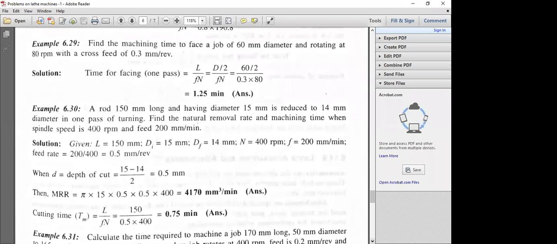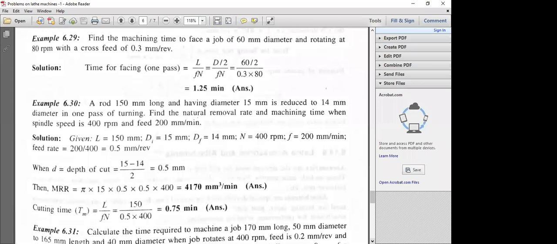So 150 by 0.5 into 400, it is simply 0.75 minutes. These are random data as given. It's not that you can say how you can machine it in 0.75, because it is only a particular case. It may be a single point tool. Single point cutting tool, because here we are not considering L1 and L2.